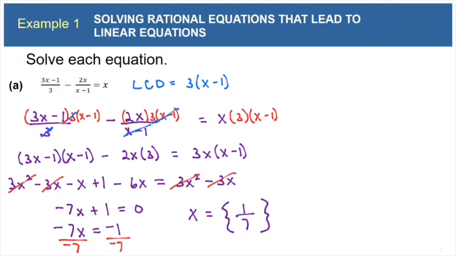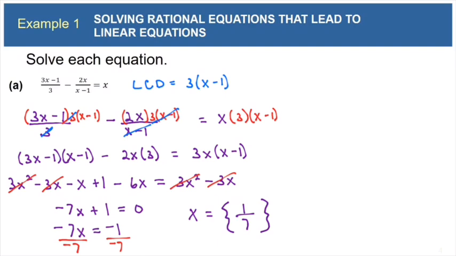Now remember, we always have to look back at the original equation and determine if our solution was a restriction. In this case, you can see that the only x value that could cause a denominator to equal 0 would be if x were 1. So 1 is our only restriction. This denominator doesn't give us a restriction, by the way, because there's no variable here. So 1 would be a restriction, but 1/7 is not a restriction, so this is fine.